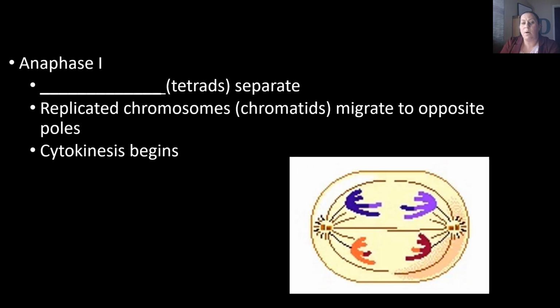In anaphase I, these tetrads, these homologs, are going to separate. Do you see how we are separating those homologs? These replicated chromosomes migrate to opposite poles, and cytokinesis is going to begin. So guys, it's very similar to what we saw in mitosis, but those tetrads make it a little different.